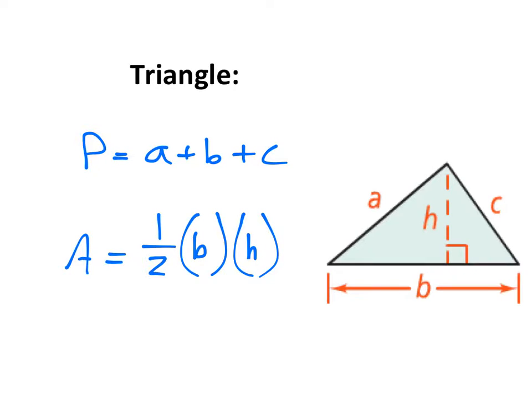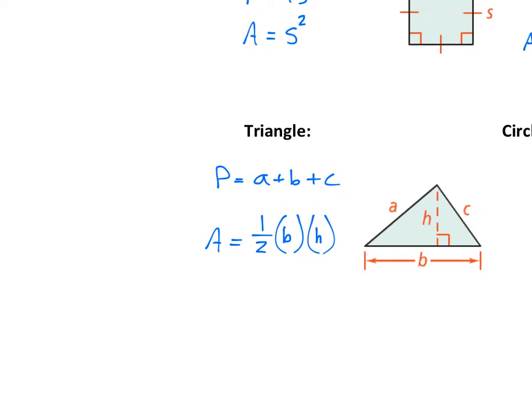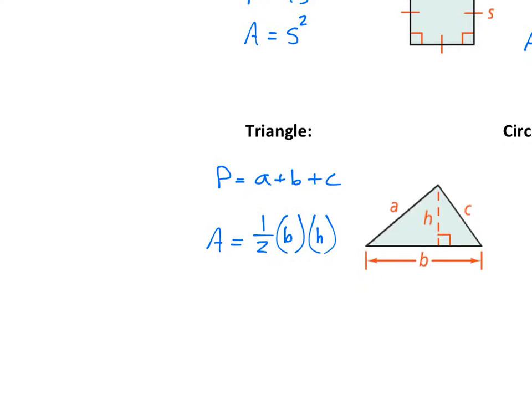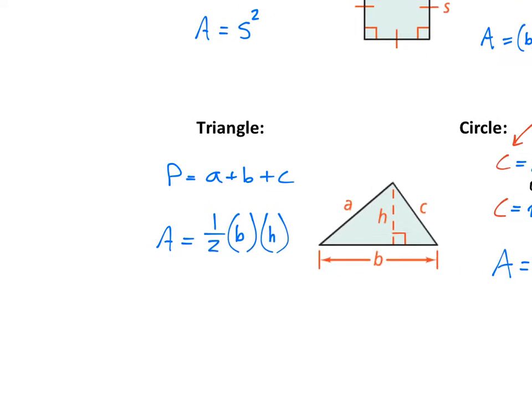The area is the same as the rectangle, except we have a 1/2 in the front. We'll see more about that as we move on. But it's base times height. So here's our base, here's our height, except we then need to multiply by 1/2 at the end to get the actual area of the triangle. We'll work a lot with triangles through the year. You'll become very comfortable with the different properties and concepts of triangles.